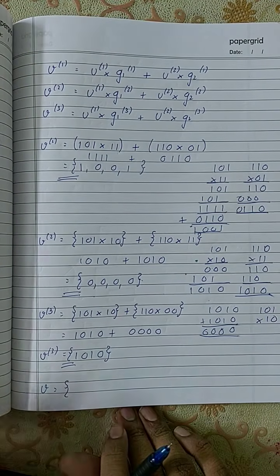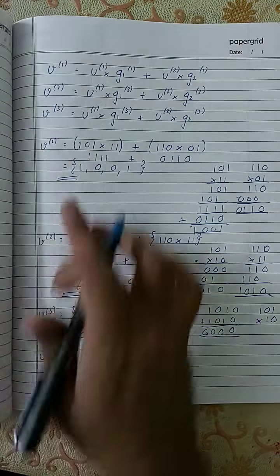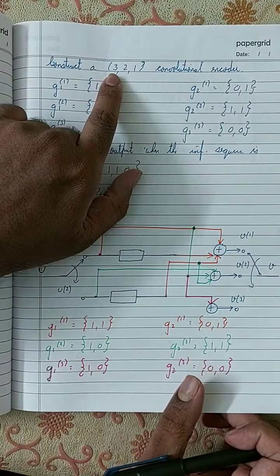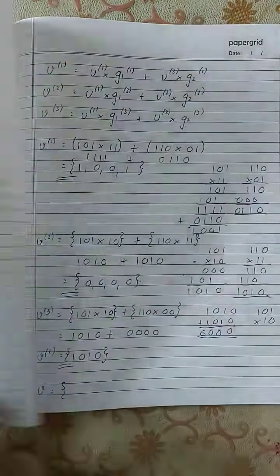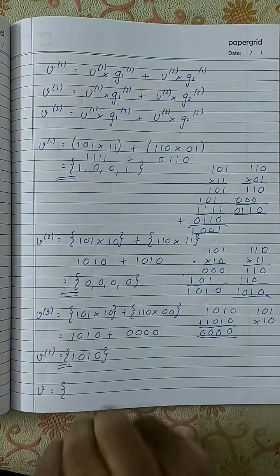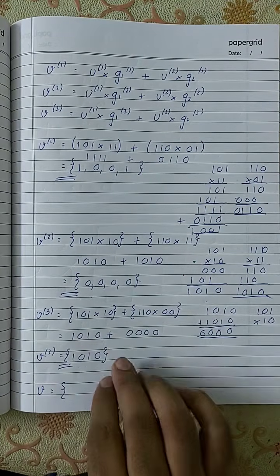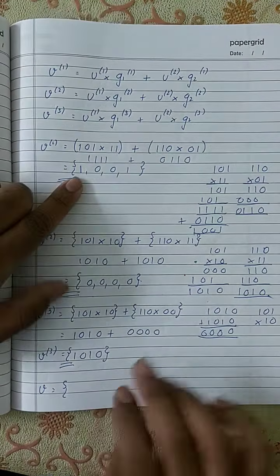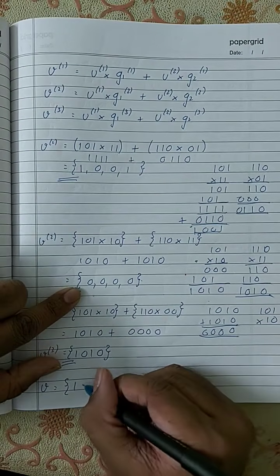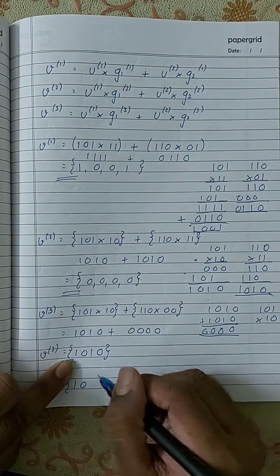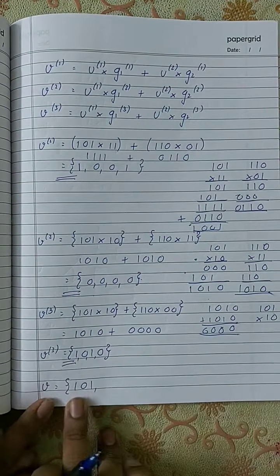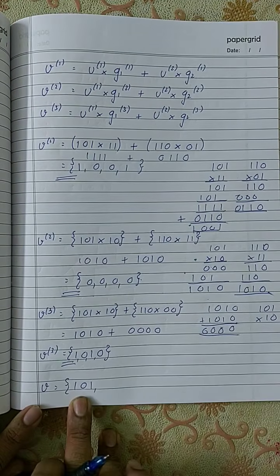The value of v is, here you can see that there are 3 outputs. Why are there 3 outputs? Because the value of n is equal to 3, which means a single output value has 3 bits. This is the first bit of v of 1, this is the first bit of v of 2, and this is the first bit of v of 3. So the first output value is 101.